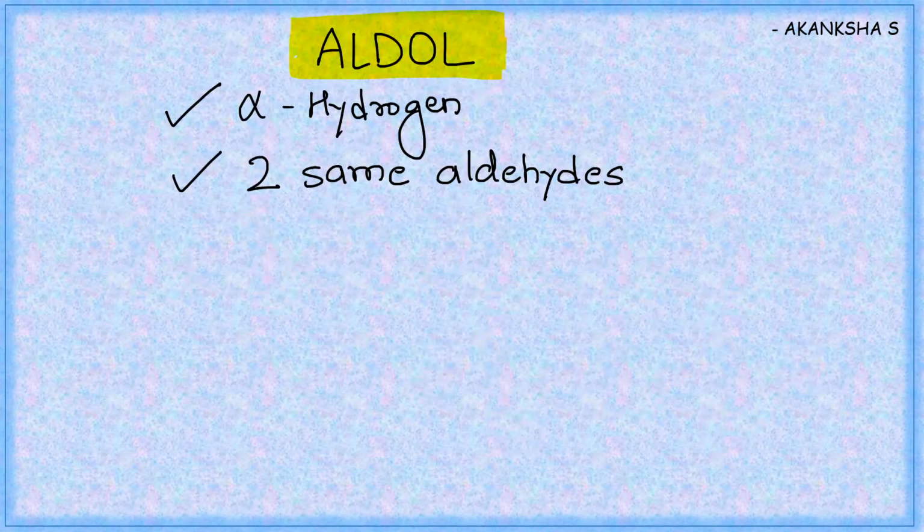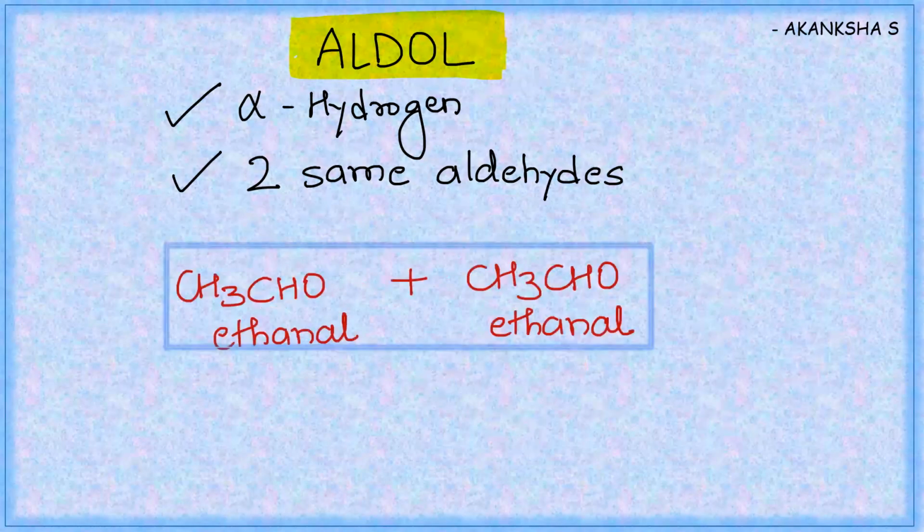So what is aldol condensation? Aldol condensation firstly requires your compound to have an alpha hydrogen. That is what we study. And if you want to specifically study aldol condensation, you need to have two same aldehydes. So if I'm taking butanal, I need to take another butanal. If I'm taking ethanal, I need to take another ethanal. So when I react two same aldehydes together, I'm going to get aldol condensation. Let's take an example of ethanal over here. Ethanal's common structural formula would be CH3CHO, and we are taking two of them.